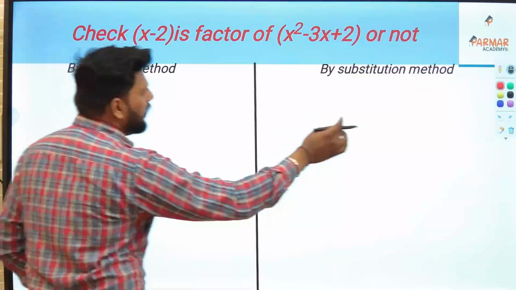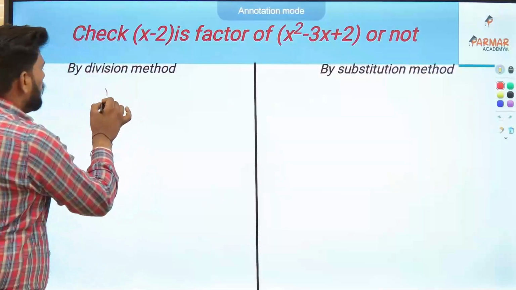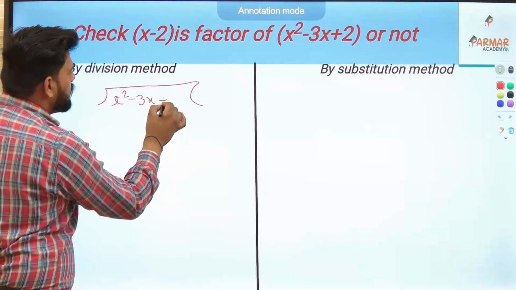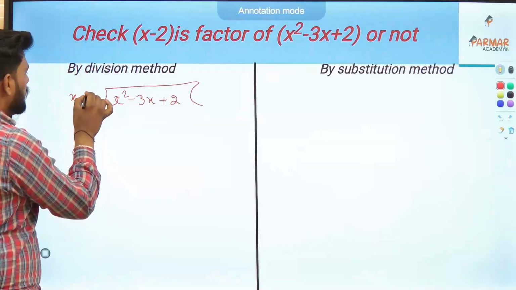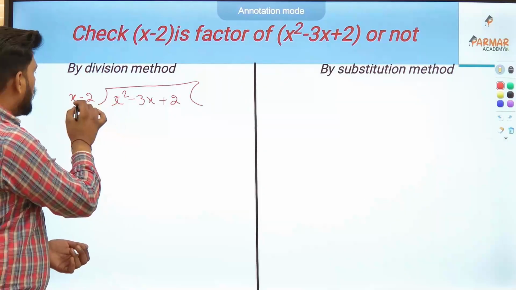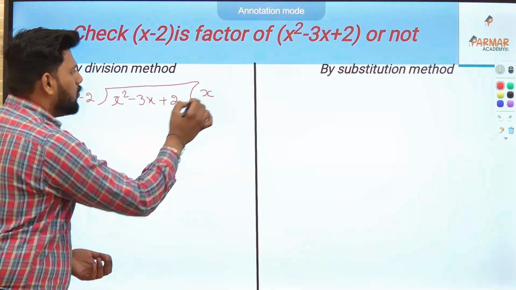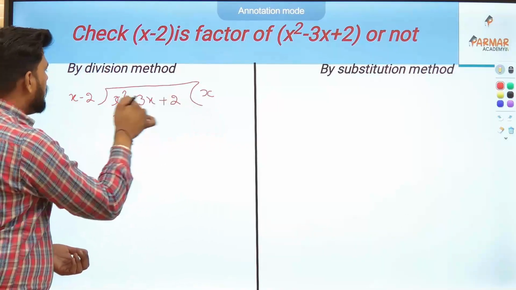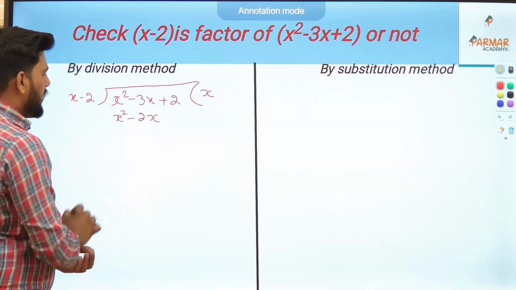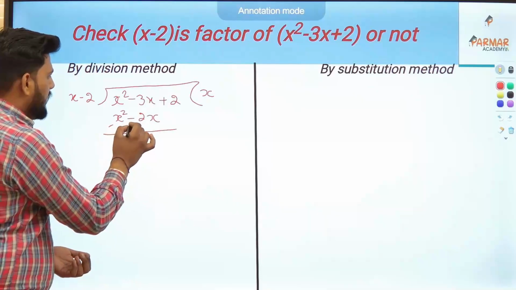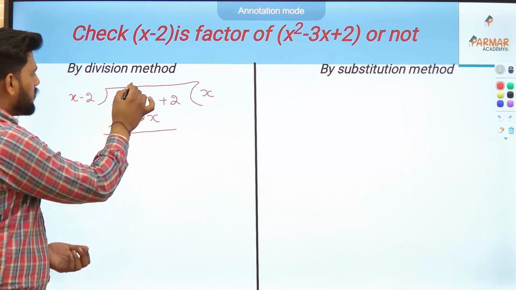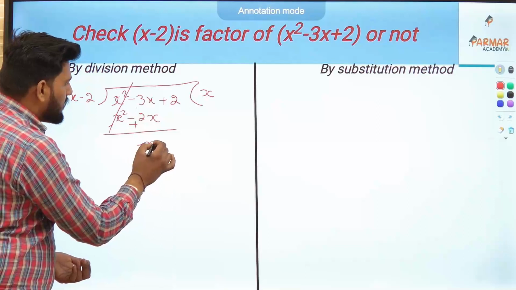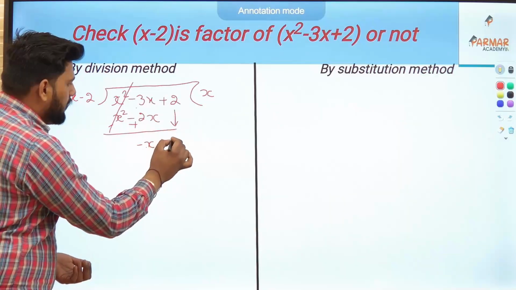So here we will divide the polynomial x square minus 3x plus 2 by x minus 2. Clearly here this is x square and this one is x. We will multiply x minus 2 by x. x into x is x square, x into minus 2 is minus 2x. Change the sign. Plus x square and minus x square get cancelled out. Minus 3x plus 2x is equal to minus x, and 2 gets carried down, plus 2.